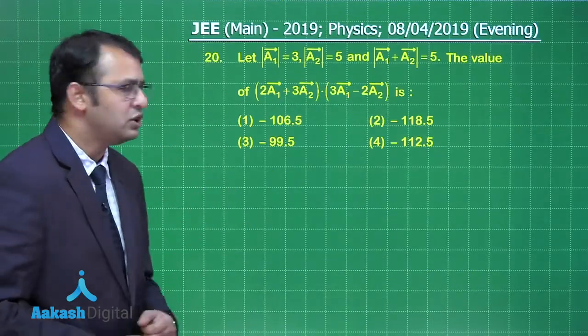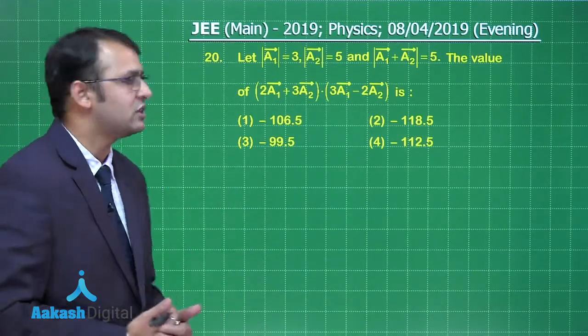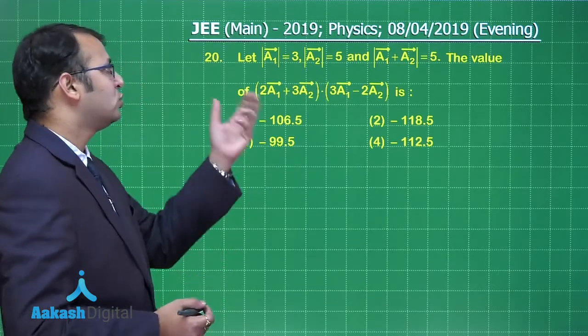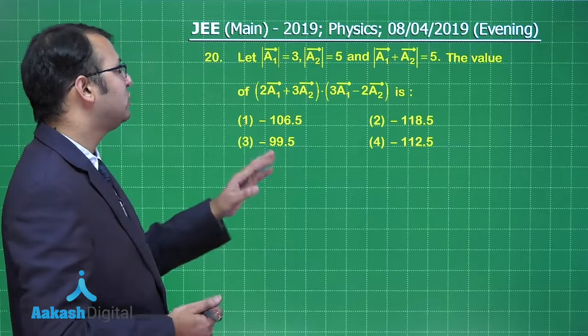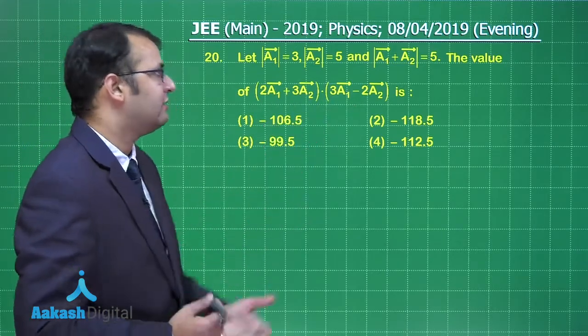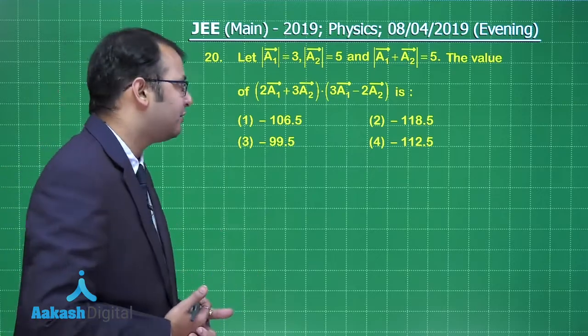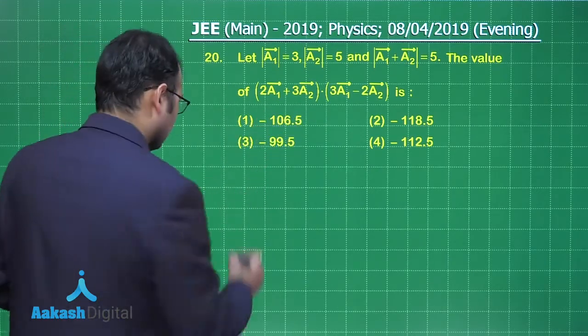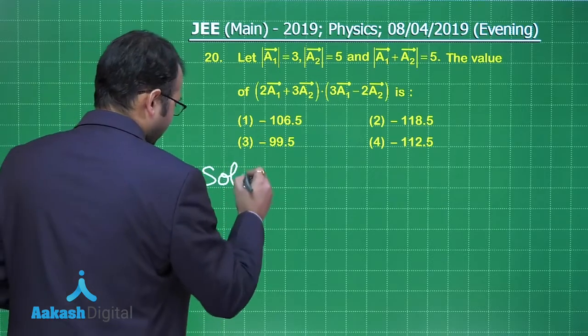Now, the question you see belongs to mechanics from the topic of vectors, that is vector addition. Here there are two vectors, the magnitudes of A1 and A2 are given as 3 and 5 respectively, where the resultant A1 plus A2 has magnitude 5, then the value of this particular combination we have to find. So let's start with the solution.